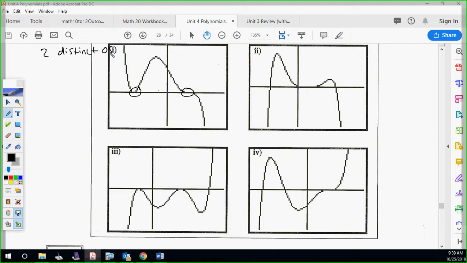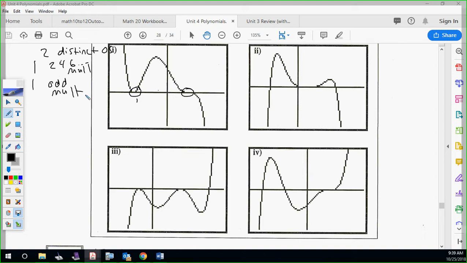How many zeros do you see that have an even multiplicity? 1. This bounce guy, right? So 2, 4, or 6 multiplicity, etc. Even. You can say 1 even multiplicity is fine. And then the other one, excuse me, is an odd, right? 1 odd multiplicity. 3, 5, 7. Yeah.